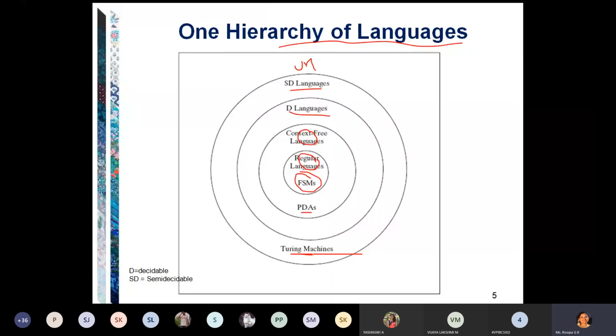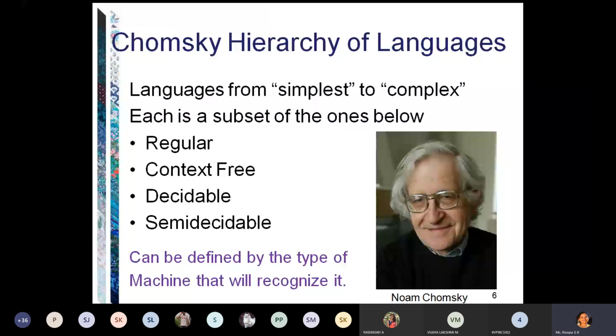I will take one example. Before that, the hierarchy of languages was invented by Noam Chomsky, so it is also called the Chomsky hierarchy. Languages from simplest to complex: a regular language is the simplest one, and undecidable and semi-decidable languages are the complex ones. So from simplest to complex: regular is the simplest language, then context free, then decidable, then semi-decidable.